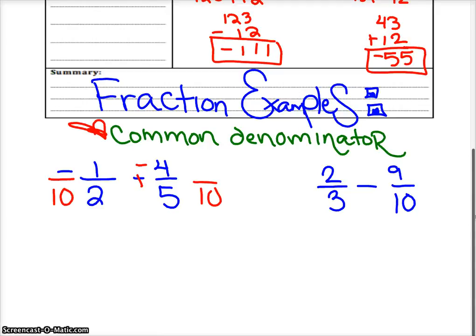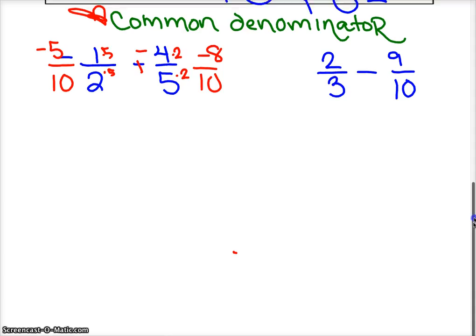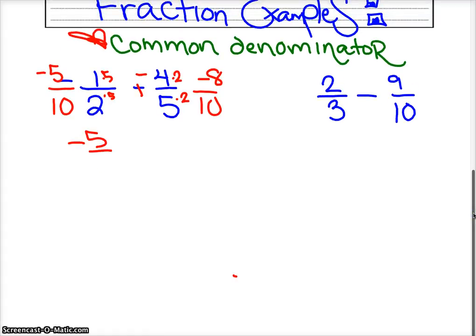Now I have to find my new top number. 2 times what gave me 10? 2 times 5. So I need to times the top by 5. Negative 1 times 5 is negative 5. 5 times what gave me 10? So what do I need to times the top by? Negative 4 times 2 is negative 8. So my new fractions are negative 5/10 plus a negative 8/10.